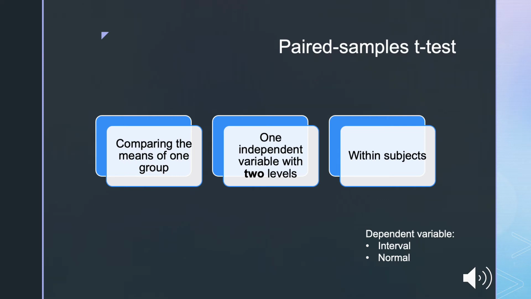So it's the same as independent samples t-tests, it's just within subjects and comparing the means of one group. And the dependent variables for paired samples t-tests are the same as independent samples, with interval and normal.